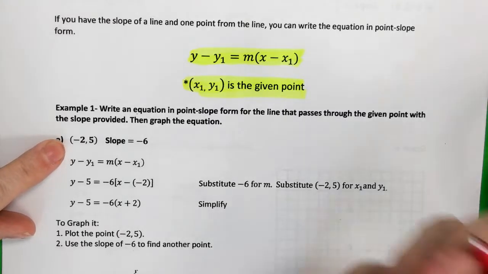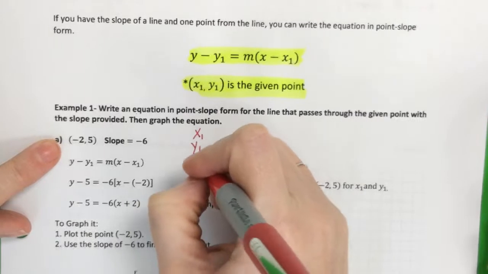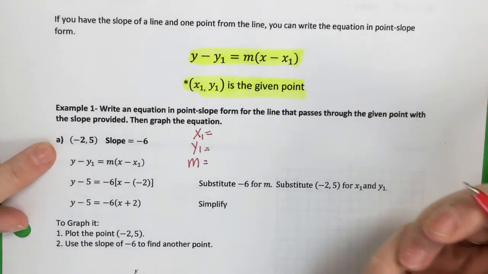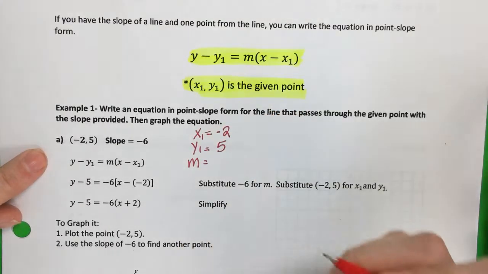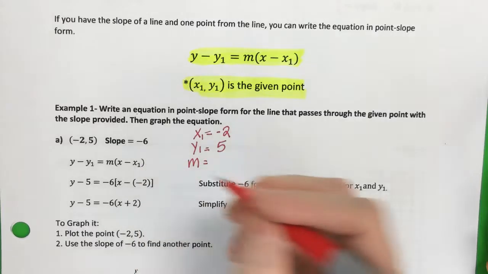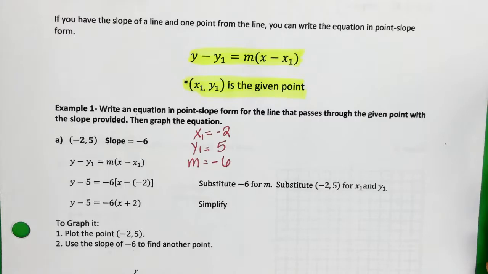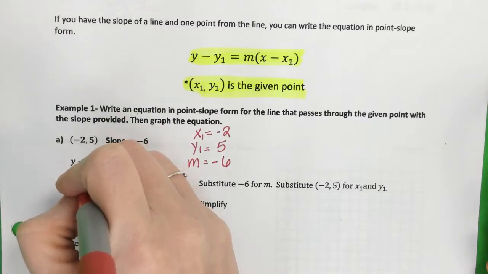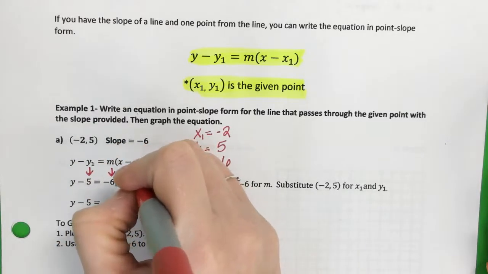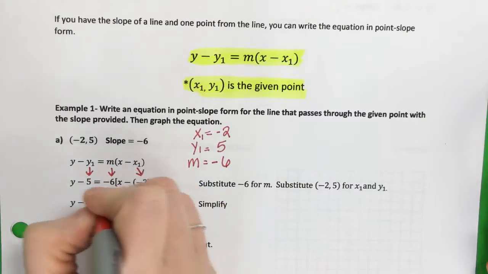So we have the point -2, 5. We're going to use that for our x1 and y1. So x1 is going to be -2. Y1 is going to be 5. And then m, that's our slope, our m is -6. So all you're going to do is plug those into the formula, and then simplify a little bit. We don't want to subtract a negative, so you change that to plus. And then this is your answer.